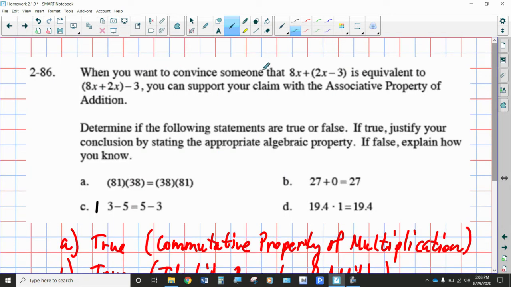When you want to convince someone that 8x plus 2x minus 3 is equivalent to 8x plus 2x minus 3, you can support your claim with the associative property of addition. Now, I would say this: I don't like the fact that they're putting that minus 3 there. So if we write it as 2x plus a negative 3, then technically now we're adding everything together, and you can move those. And this would still say plus a negative 3.